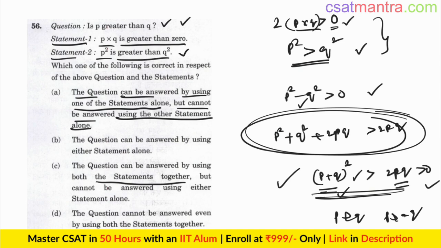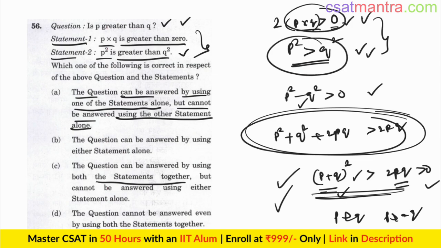What is the range of P and Q? Though we taught this in algebra, you don't need to go to that level. If this question can be answered using both the statements, you will see a clear relationship between these two statements. When you don't find a clear relation between these two statements, that means you cannot answer this question using both the statements together. So our answer is D.